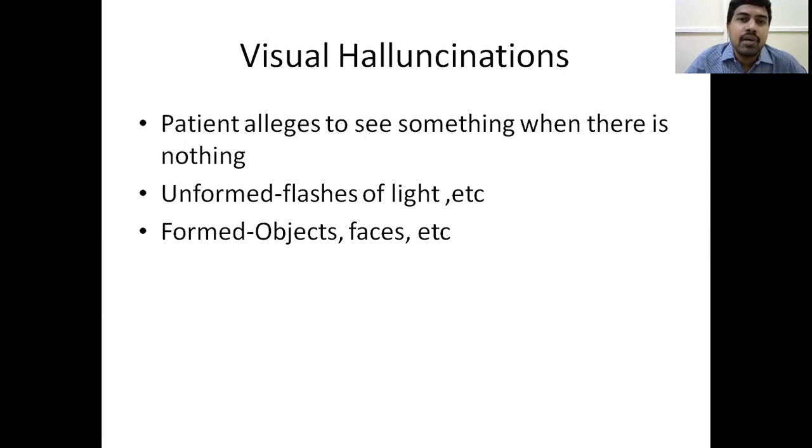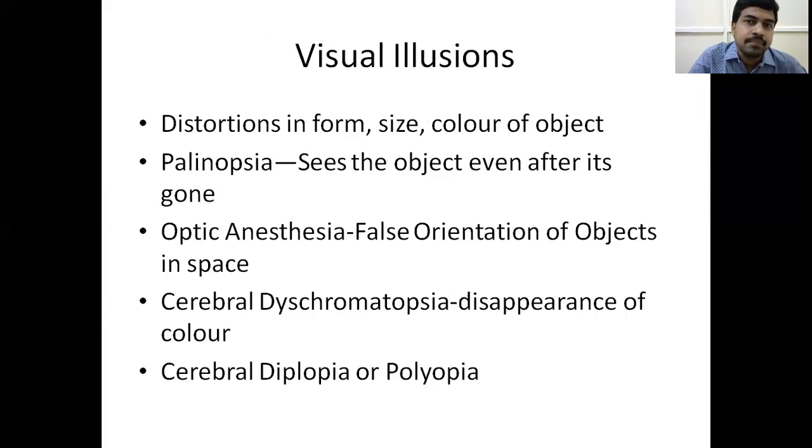Similarly, there is nothing in front of you, but the patient says that he's seeing something. Visual hallucinations can be of two types, unformed and formed. In unformed type, there will be flashes of light. In formed hallucination, he'll be seeing objects or faces. If he says that he's able to see a computer in front of him, but actually there is no computer, it is a formed hallucination. If he says there are some flashes of light, it is an unformed hallucination.